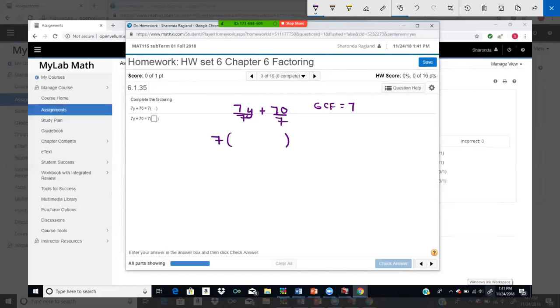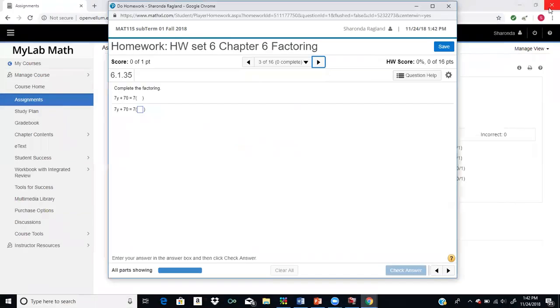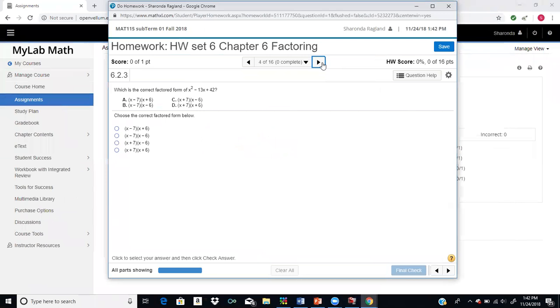When you divide by 7, you're left with y plus, and 70 over 7 is 10. And so this whole thing is your factors of 7y plus 70. That's it, and that's factored by the GCF. All right, so that's 1. And you can do more practice. Of course, this practice doesn't give you a whole slew of 50 problems to do, but you can do plenty of practice in the study plan.